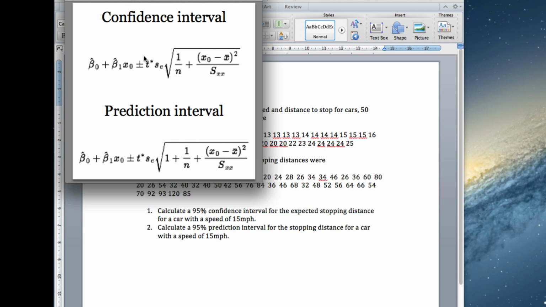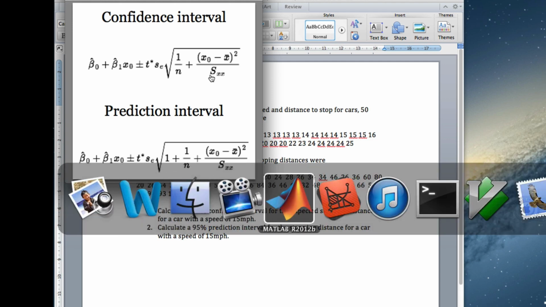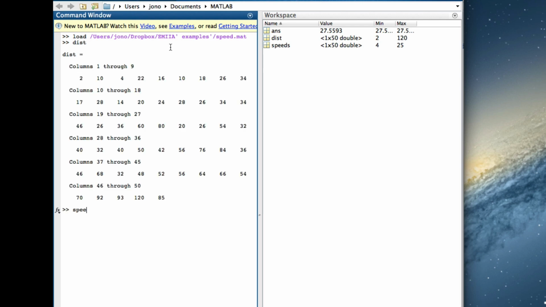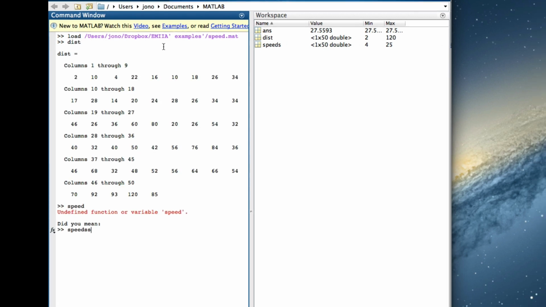So this means we're going to have to get a cutoff point. We're going to need to get the SE, which gives the mean square error. We're going to need N, our x0, our mean of x's, and our SXX. Okay, so let's go to MATLAB. First of all, I've already loaded it in, so I have my dist and my speeds.